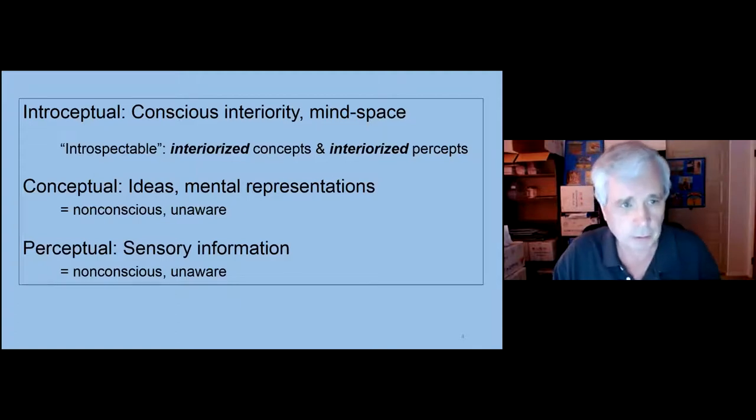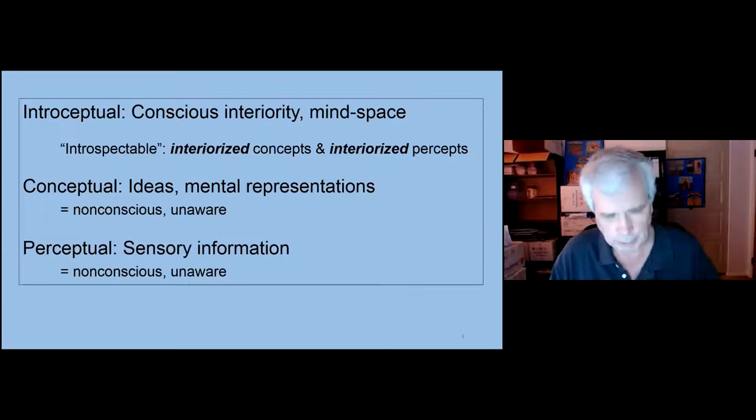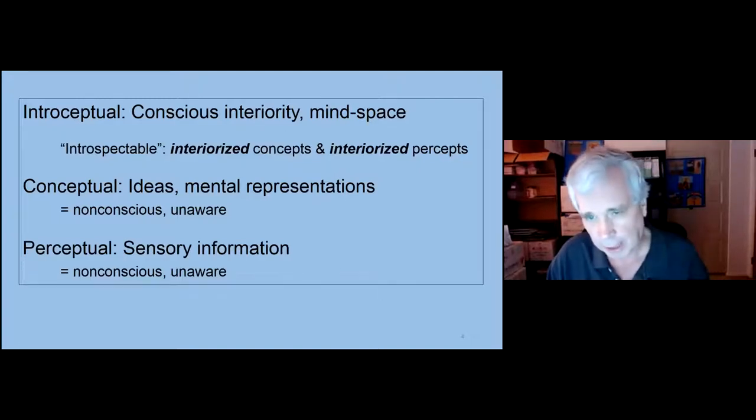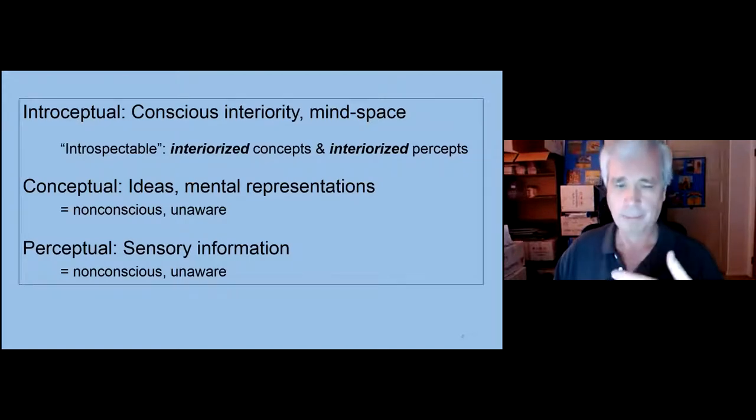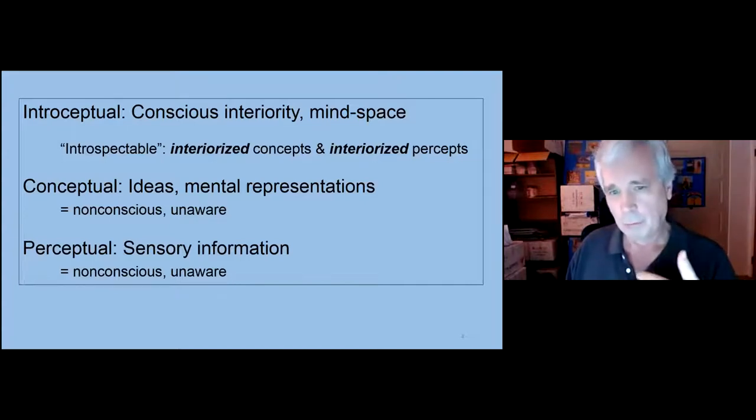So that brings us to the next level, what I call introceptual. This describes consciousness, or conscious interiority. This is the realm of the mind space, and within that mind space, something magical has happened, beginning about 3,000 years ago. It's a sort of intro-cosmos, or introspectable world, where interiorized concepts and interiorized percepts exist. I've emphasized those two words, interiorized. So we're not talking about conceptions; we're talking about what happens to conceptions when they become interiorized.